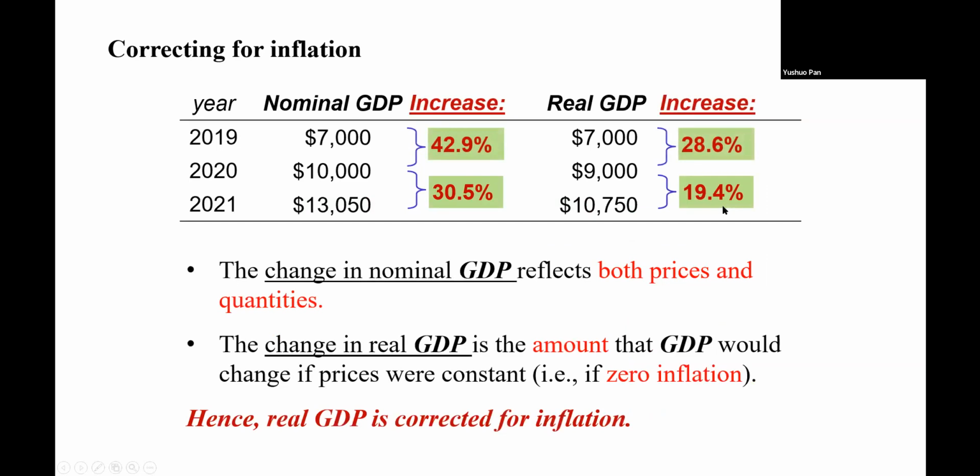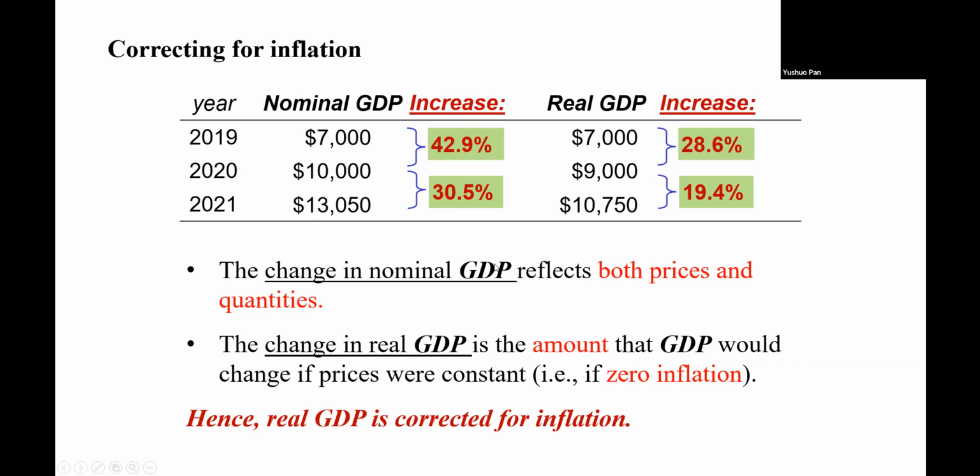So that's what we got from the previous example. For nominal GDP, you can call it an increase rate or GDP growth rate, or inflation rate. Sorry, this is not inflation rate. My bad. It's either increase rate or GDP growth rate. So for nominal GDP, the increase rate is higher than the real GDP increase rate.